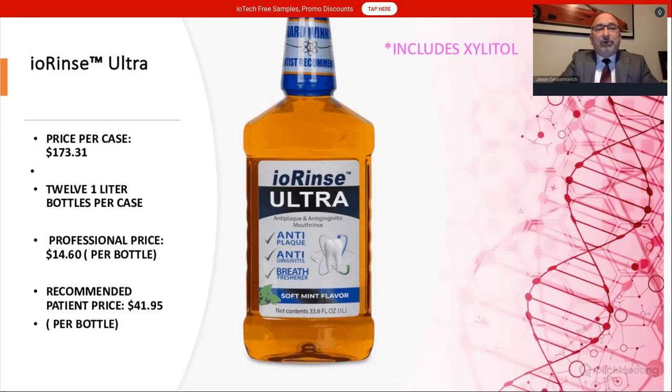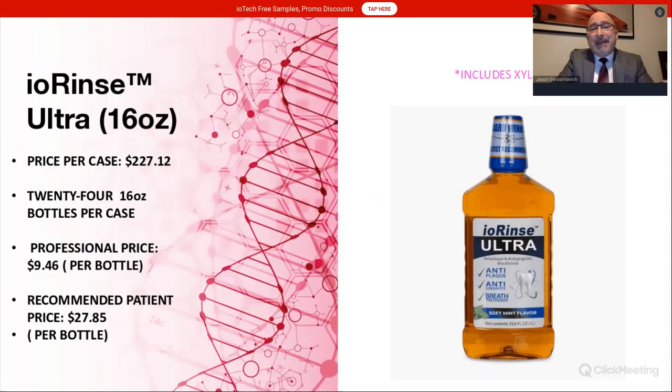When you look at iorinse Ultra compared to the other products that you may be buying, this is a wonderful bargain. You get 12 bottles in a case. The average price is $14 a bottle, $14.60. Average sale to the patient is $41 a bottle. If you have several patients leaving every month and they're using this at home, they'll be coming back to get their next bottle from you. And it's a wonderful new profit center, and it also gives you the best patient care.